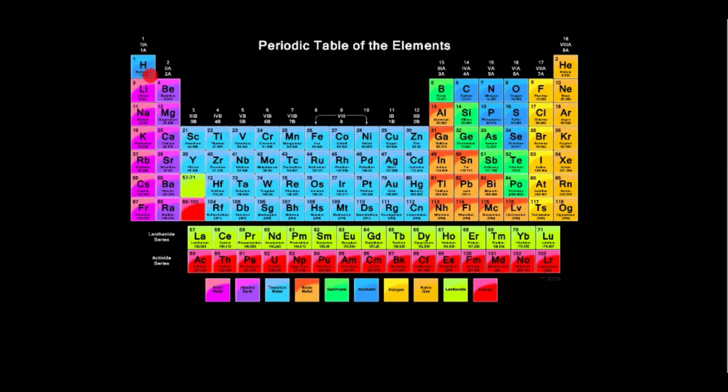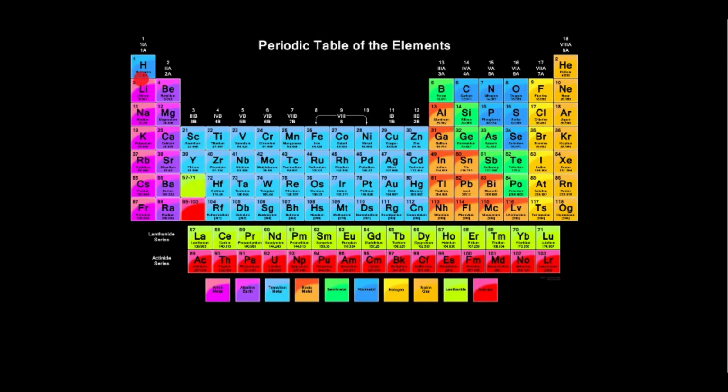For example, hydrogen, which is present at the first place of the periodic table, its atomic number is 1. Here, sodium is present at the 11th place because its atomic number is 11. Similarly, argon occupies 18th position in the periodic table because its atomic number is 18. It means in the modern periodic table, elements are arranged in the increasing order of their atomic numbers.